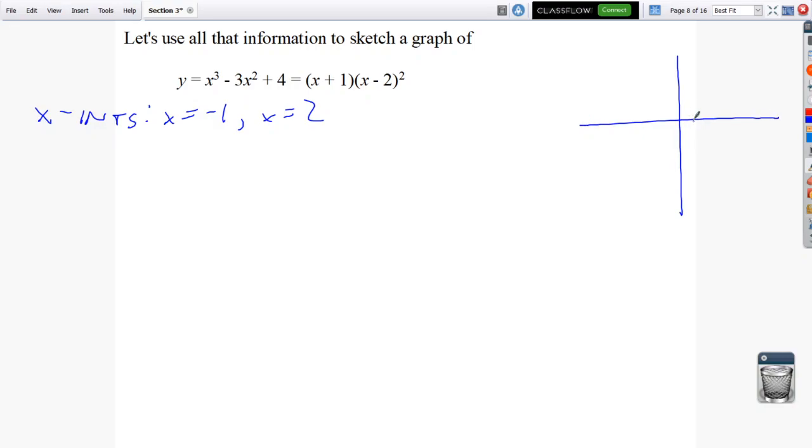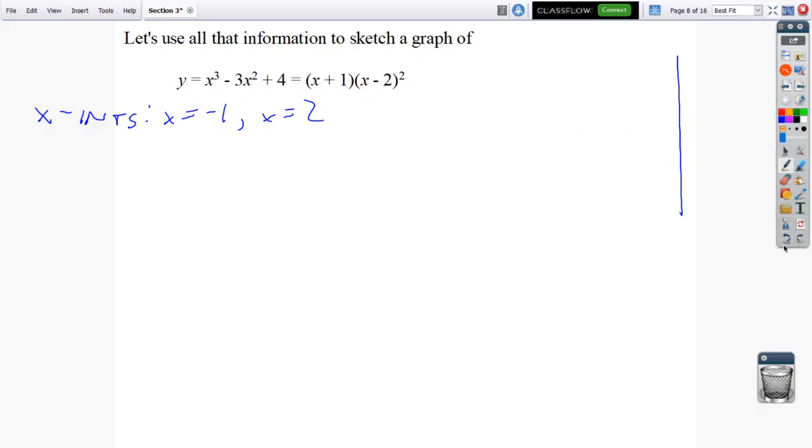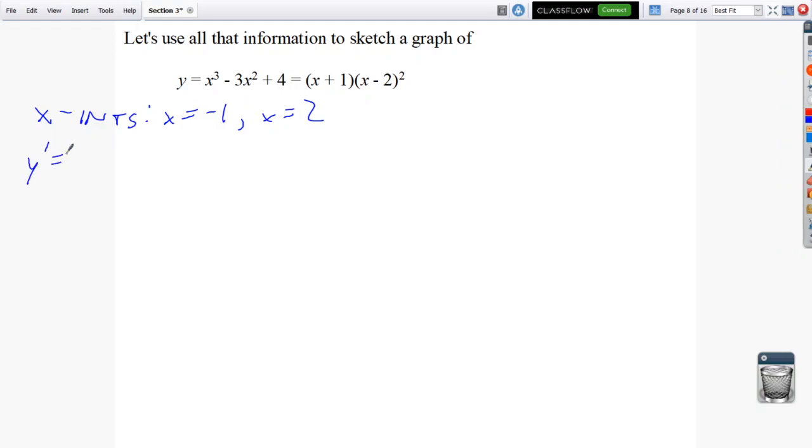So let's not do the graph yet. We'll get to that in just a minute. So again, two easy points: I got -1, 0 and 2, 0. We'll come back to those in a little bit. We are again going to use all of the information that we just learned. So we're going to use the first derivative test, the second derivative test, all to develop a good graph of this function. So for the first derivative test, I need to calculate the first derivative.